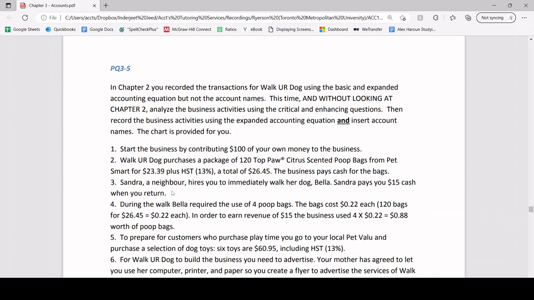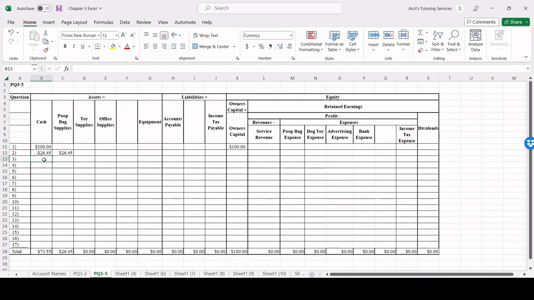Transaction number 3, Sandra, a neighbor, hires you to immediately walk her dog, Bella. Sandra pays you $15 cash when you return. So just by reading these transactions, just by looking at the company name, your whole service is you walk people's dogs. So that's your main source of income, correct? So this person paid us cash. Cash goes up. So we're going to increase cash by $15. And since we earned our revenue, service revenue also goes up by $15.